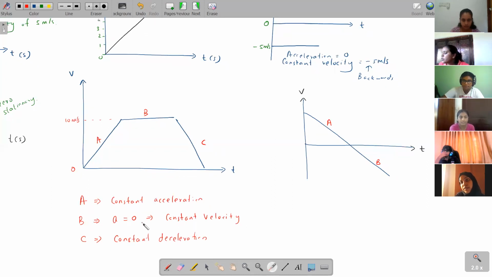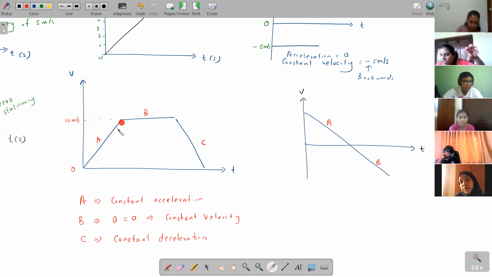So then one more question. If I ask about all these three things, can you all tell me about the direction? What is the direction in all these travelings? Do we have any direction change? Or are all A, B, C going in the same direction? Think of moving on the road.